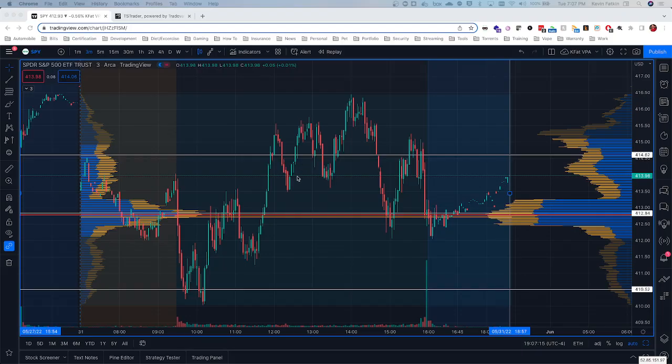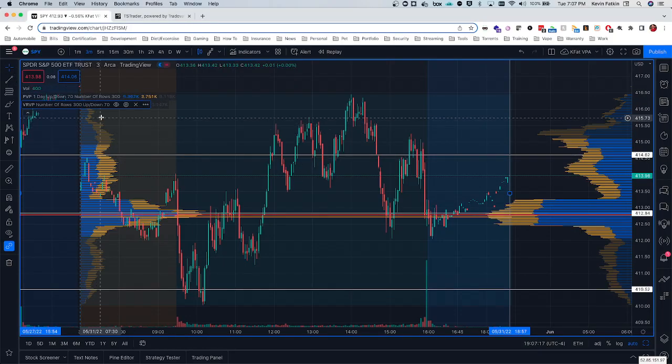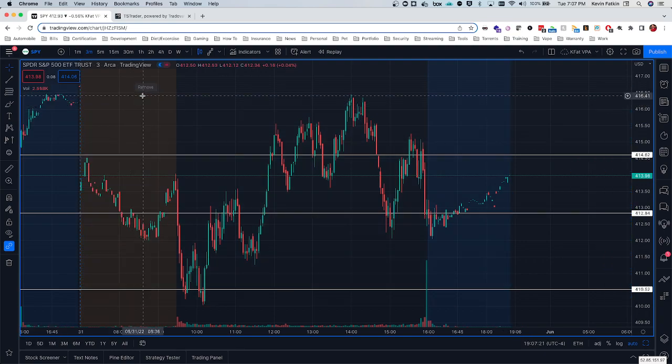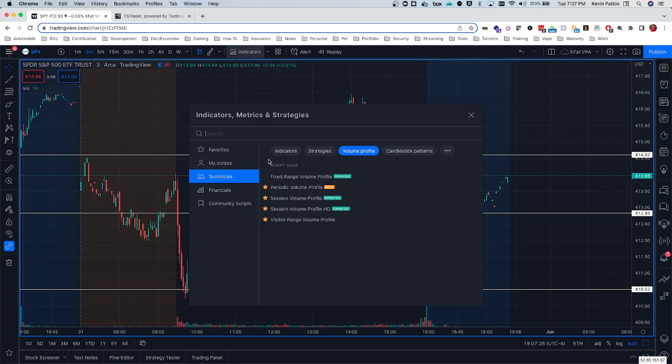So if I flip over to the chart here, and this is TradingView, I'll do a quick example of this in Thinkorswim as well to help you out. If you go up to indicators, and these are only on the paid version of TradingView, unfortunately, there is a free one called Volume Profile, but it's not quite as nice as the paid ones.